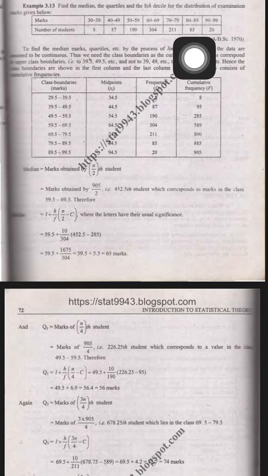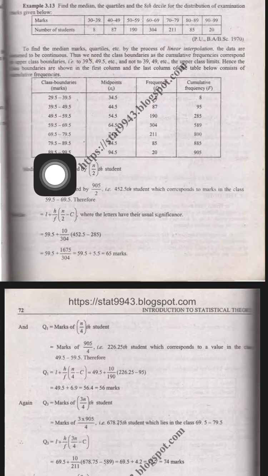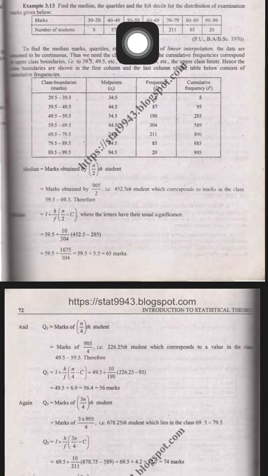What we have to do is first make the class boundaries of these classes. So here are the class boundaries. I am subtracting 0.5 from 30 and adding 0.5 to 39, so I got this class boundary. Now further is the midpoint. By adding these two values, 30 plus 39, and dividing it by 2, I got these midpoints.